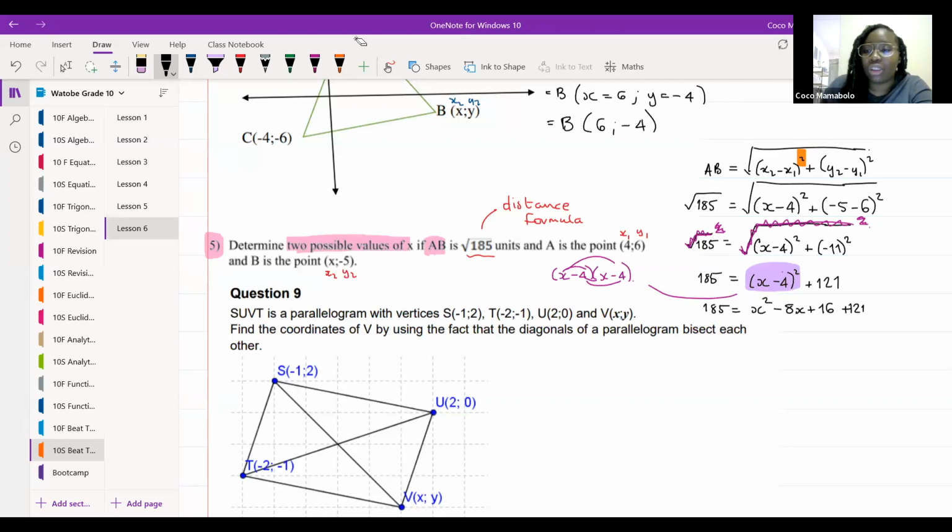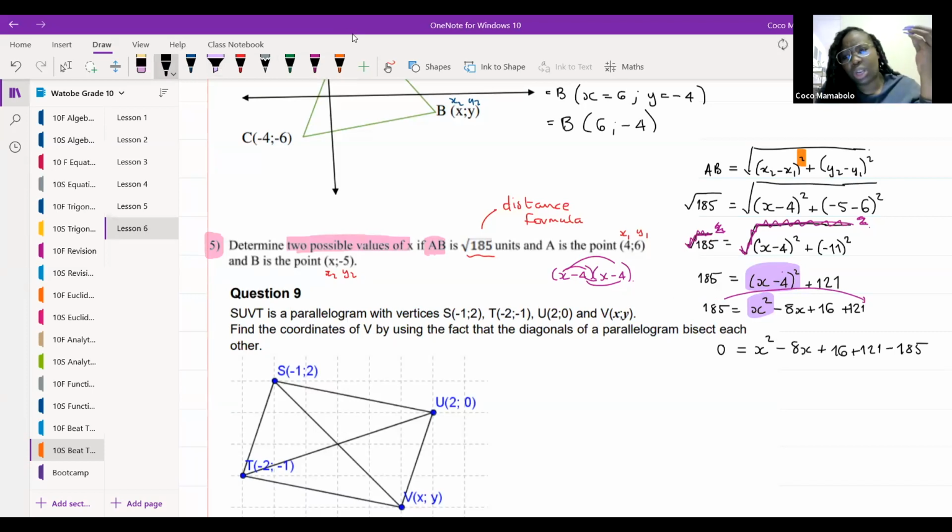Now, the thing that I notice is that because I have an x squared, this is going to turn into a quadratic. So I need to solve it as I would a quadratic equation. What I would do is take 185 over to the other side and leave a 0 on this side. So I will take this 185 over and I will get 0 is equal to x squared minus 8x plus 16 plus 121 minus 185.